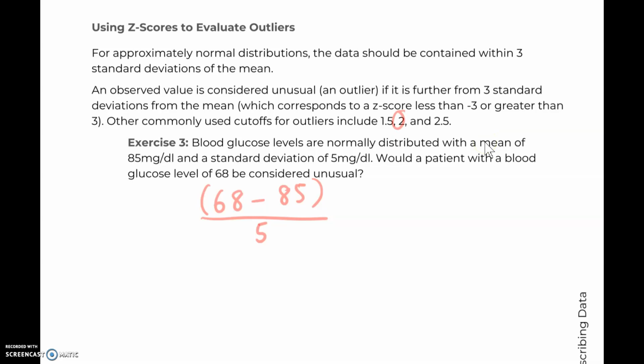So 68 minus 85, we are looking at -17 divided by 5. And that is a z-score of -3.4. So this value is 3.4 standard deviations below the mean, which is very, very unusual.